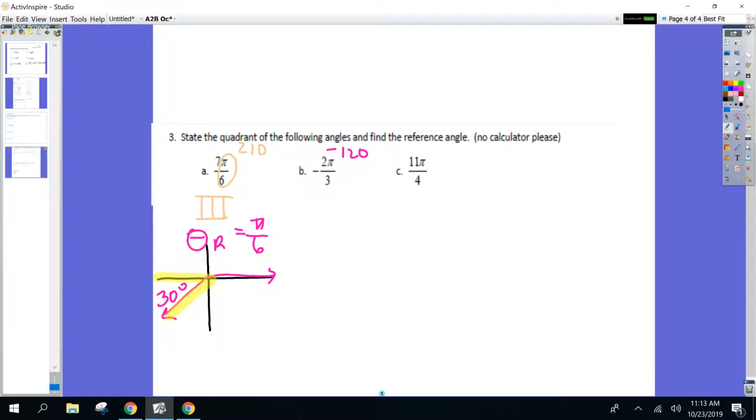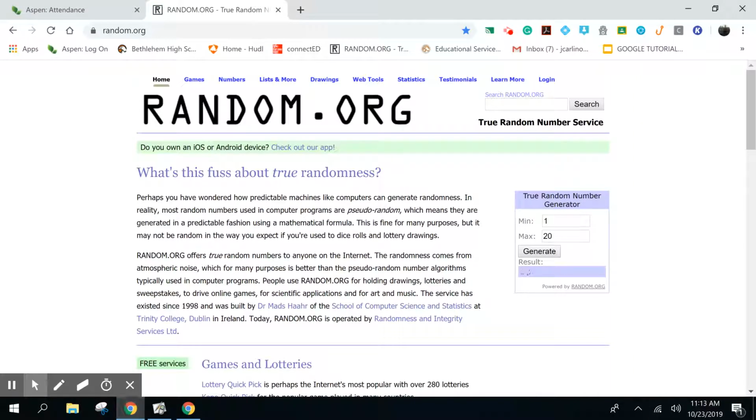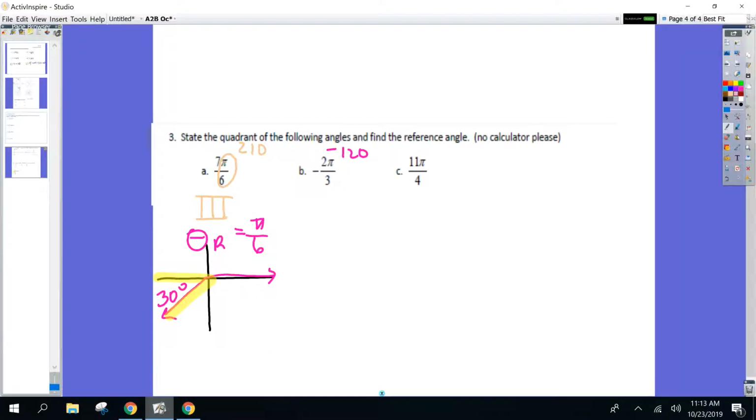What quadrant am I in if it's negative 120? Make sure you go in the right direction. Third quadrant. You're going clockwise, remember. Third quadrant. What would be my reference angle now? Again, you need to see a drawing of it.